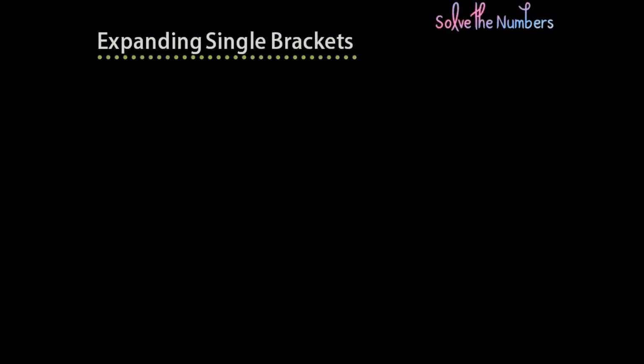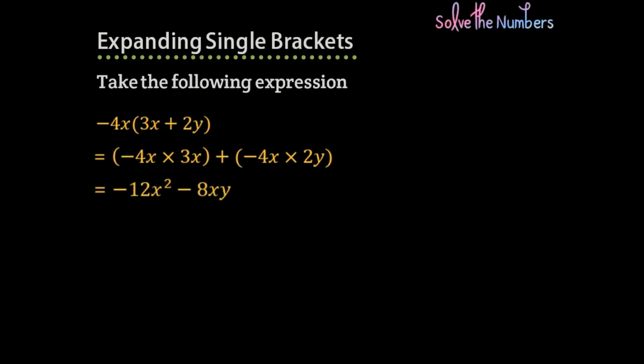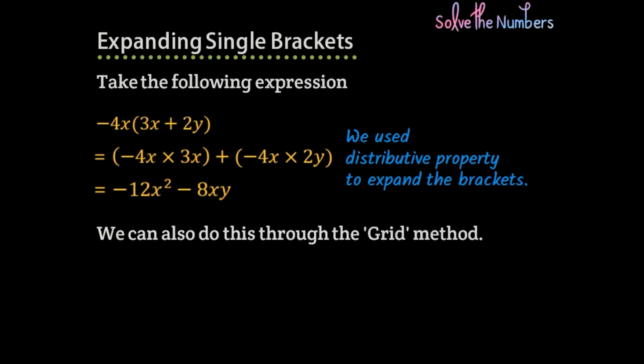Expanding single brackets. Take the following expression, negative 4x times (3x plus 2y), and expand it using the standard form, and we get negative 4x times 3x plus negative 4x times 2y, which is equal to negative 12x squared minus 8xy. We used the distributive property to expand the brackets. We can also do this through the grid method. Let's have a look at what the grid method is.